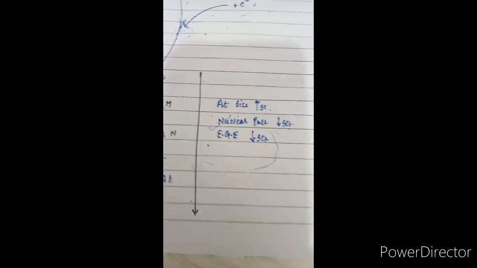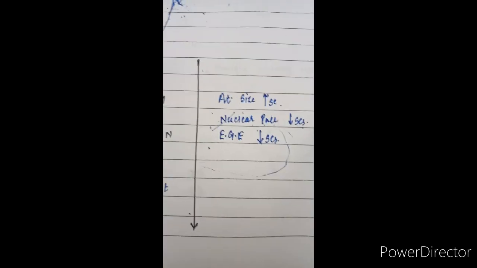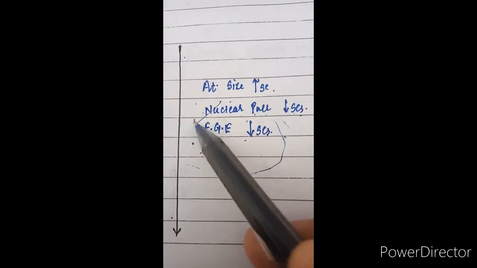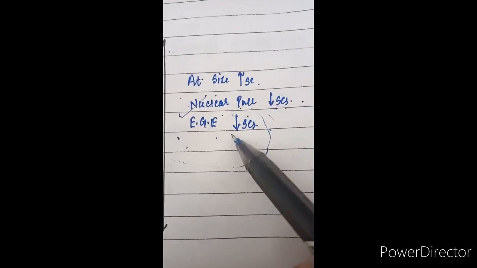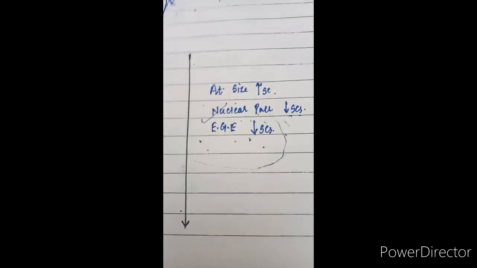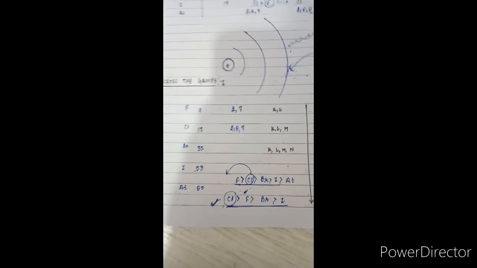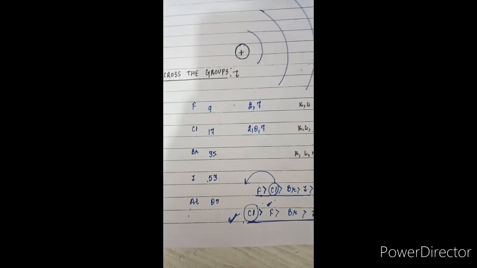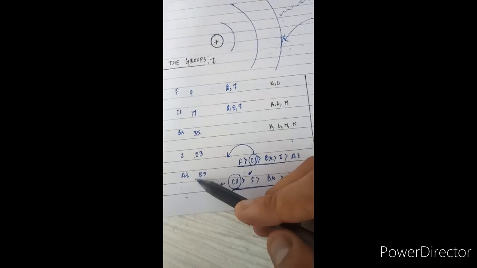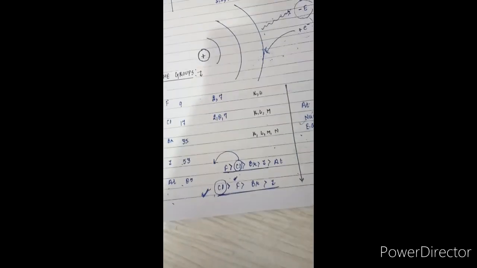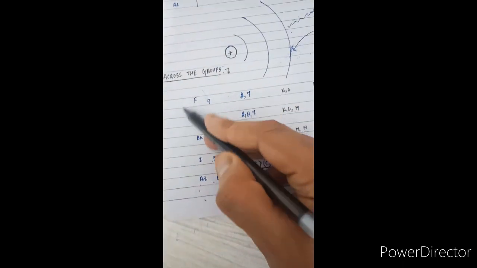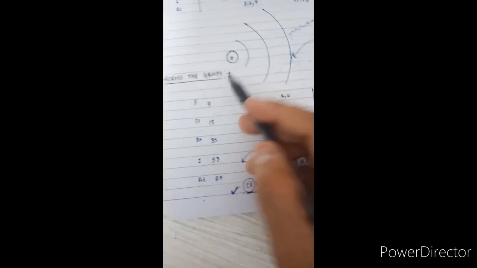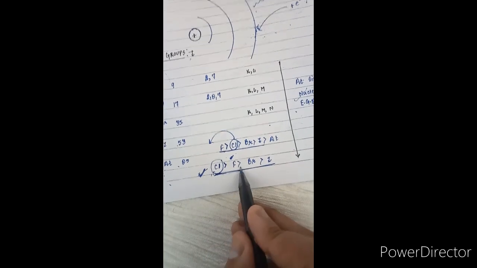So why is there an exception for the electron gain enthalpy of chlorine and fluorine? According to the concept we have already learned, if the nuclear pull increases, then electron gain enthalpy increases, and if the nuclear pull decreases, then electron gain enthalpy decreases. So there's some issue about electron gain enthalpy. We have already completed electronegativity. In electronegativity, from top to bottom electronegativity decreases because nuclear pull decreases. But in the case of electron gain enthalpy, there's some issue for fluorine and chlorine.